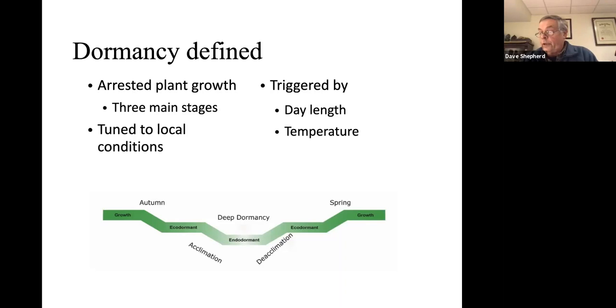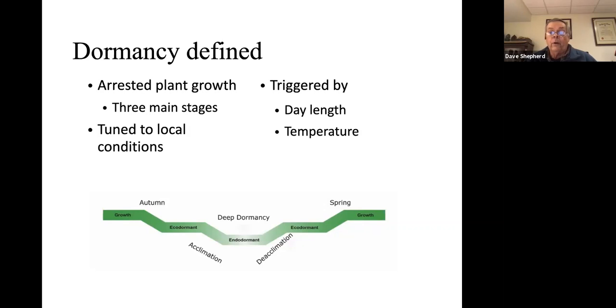Endodormancy, which we get into in the deep winter, involves internal signals from the tree that turn off that external environmental condition receptor, and the tree relies instead on an internal clock that prevents growth regardless of whatever the external conditions may be. Now, in the graphic there, you'll see that the dormancy is a process.